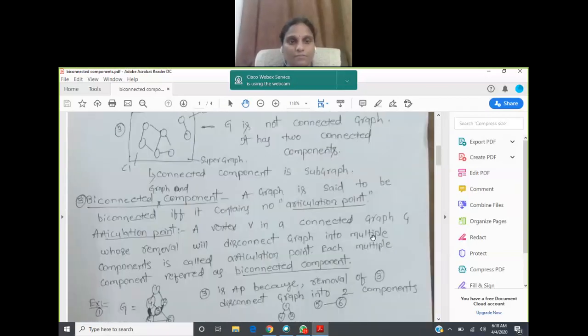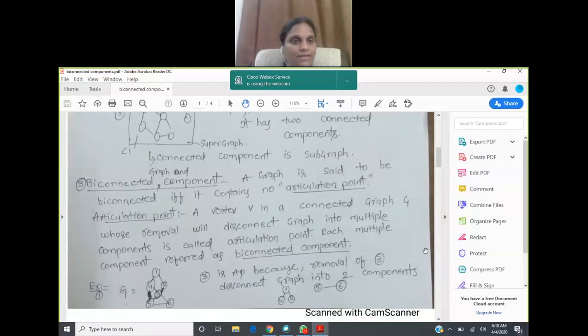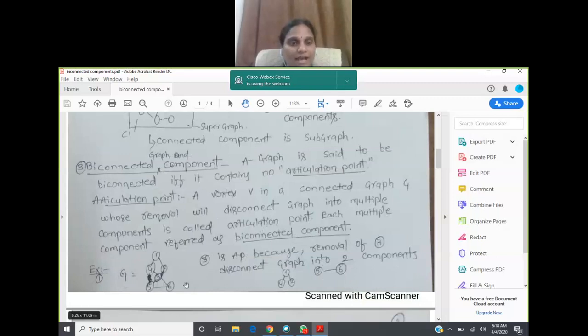And next, I would like to explain about biconnected graph and biconnected components. A graph is said to be biconnected if and only if it doesn't have any articulation point. So then what is an articulation point? For example, see this graph here. In this graph, vertex 3 is an articulation point because on the removal of this vertex 3, this graph is divided into two components. Each component is referred to as a biconnected component.